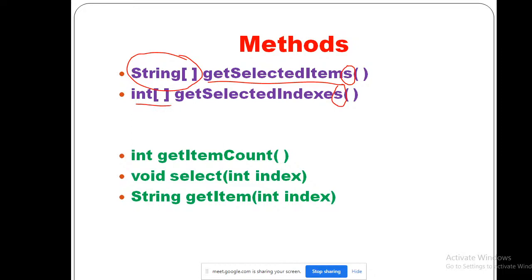Then sometimes we need to know how many items are listed under our list. If you want to get that, we can use getItemCount. So getItemCount returns the number of items in our list.